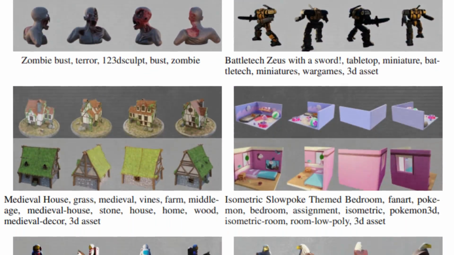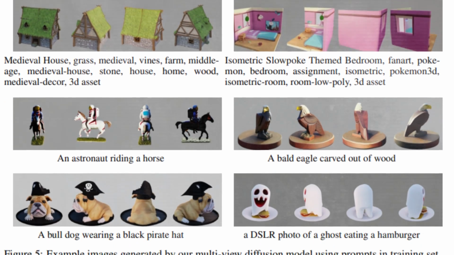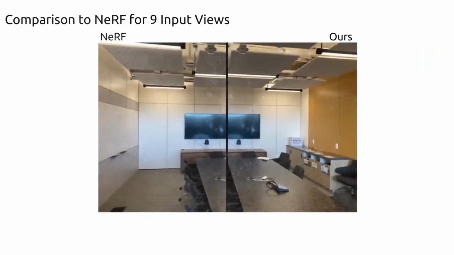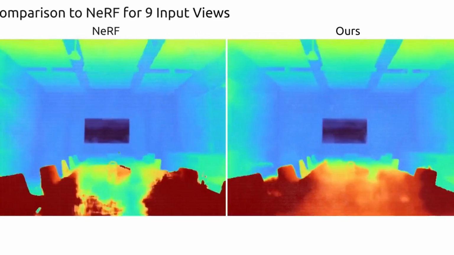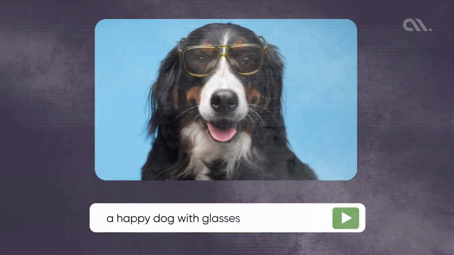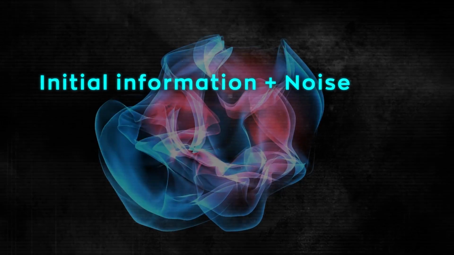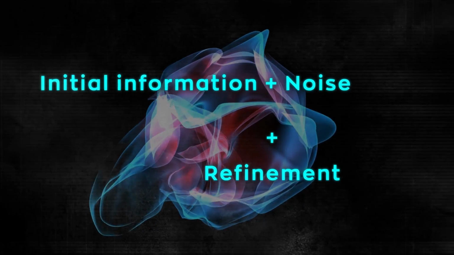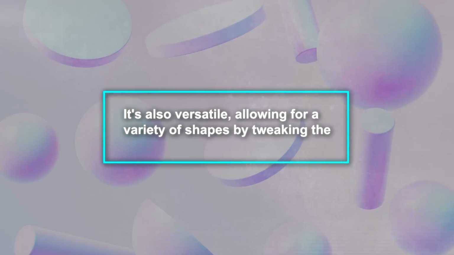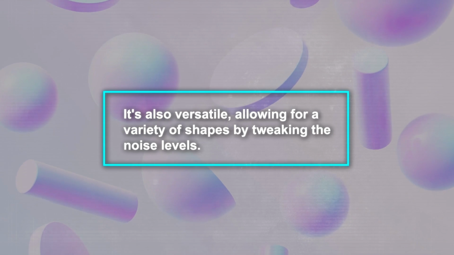MVDream fixes these problems. It uses a type of math model that is good at making shapes that are consistent from all angles and match the original images or text prompts. It does this using stable diffusion and something called NeRFs to make sure the shapes look good and stay true to the original. Stable diffusion starts with random visual noise and cleans it up step by step to form a detailed 3D shape. A special type of neural network called a diffusion decoder helps in this. It takes some initial information along with noise and refines it over several steps to make a 3D shape. This method is reliable, so it doesn't make weird or distorted shapes. It's also versatile, allowing for a variety of shapes by tweaking the noise levels.